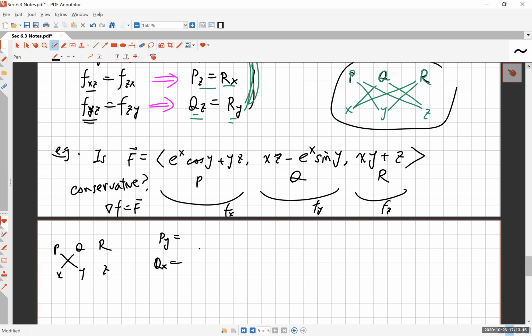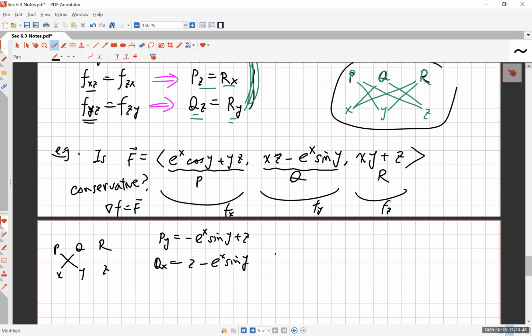Let's take the derivative of P with respect to y. What do you get? Well, that's negative e to the x sine of y plus z. You see that? This is P. So I take the partial of this with respect to y, and I get negative e to the x sine of y plus z. Qx, what's Qx? That would be z minus e to the x sine of y.